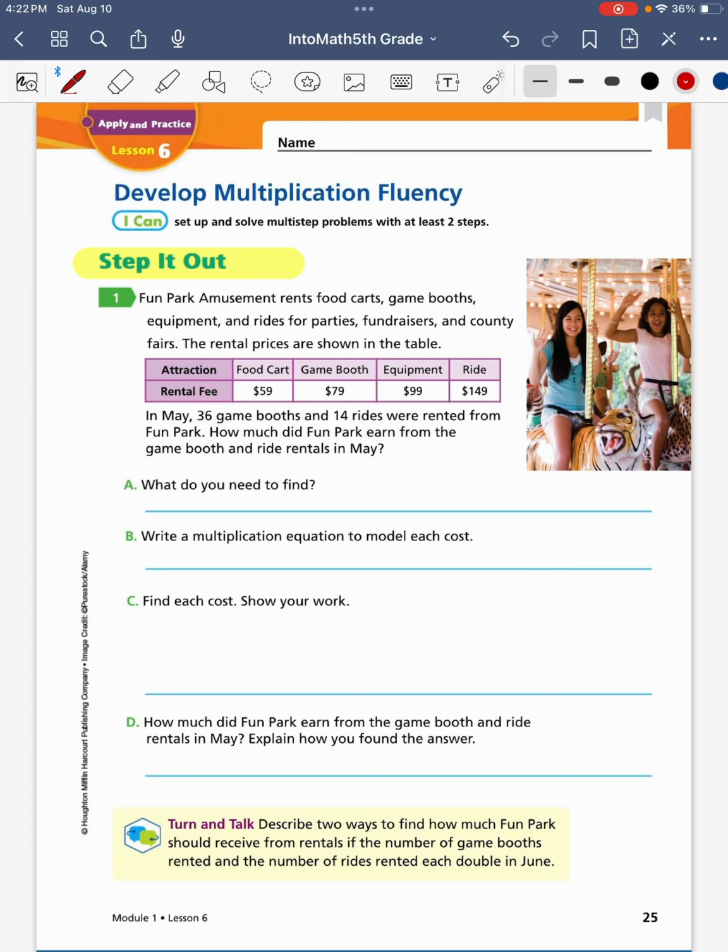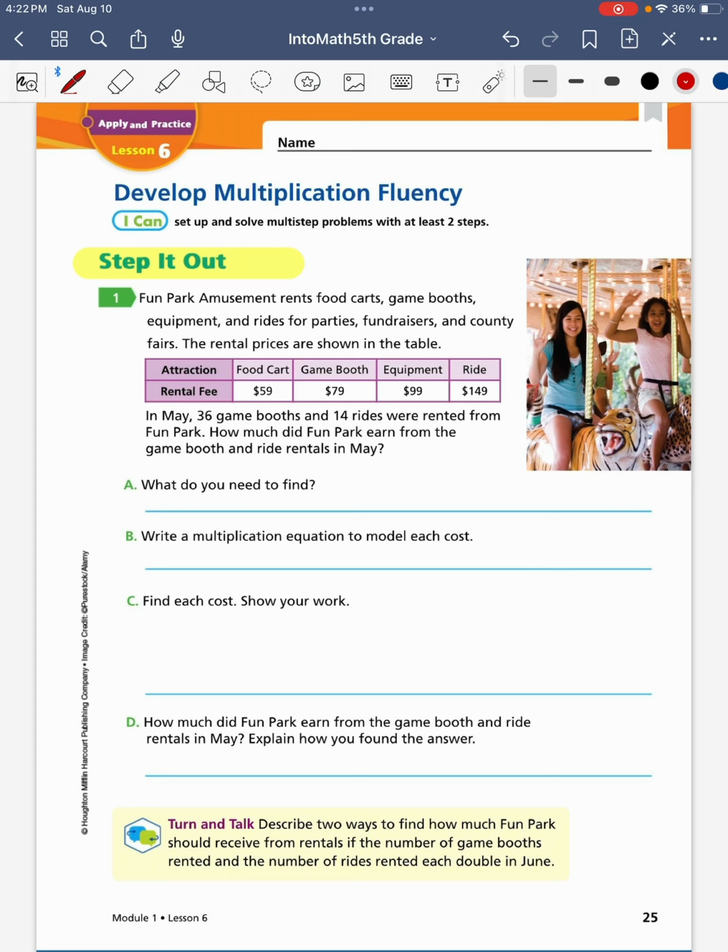These are pages 25 through 28 in your Unit 1, Module 1 through 9 workbook. In this video, we will review the objective, spark your learning, build understanding, and step it out problems for this lesson, and a few select questions from Check Understanding and On Your Own for review. Please feel free to skip around in the video to find help working on the particular problems you may need help on. Today in Module 1, Lesson 6, we are going to develop our multiplication fluency. Our objective for today is I can set up and solve multi-step problems with at least 2 steps.